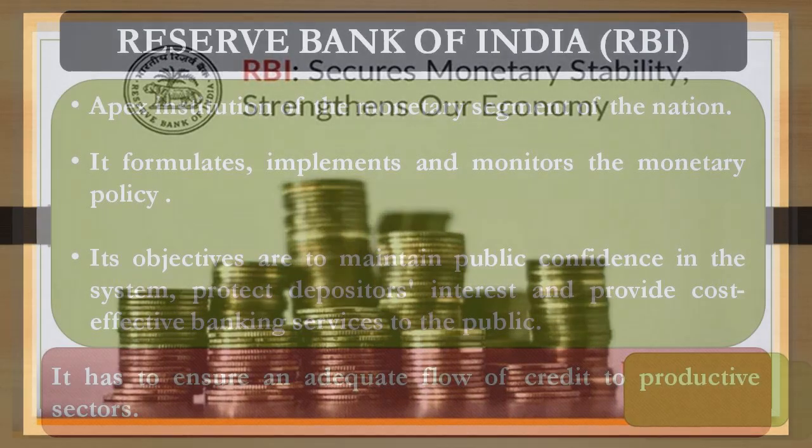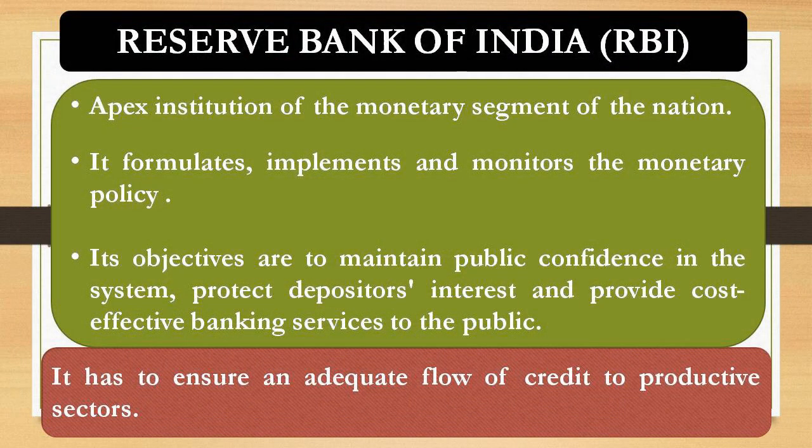Now what about the Reserve Bank of India? No doubt, RBI is the apex institution of the monetary segment of India. That is, RBI formulates, implements and monitors the monetary policy of the country. Its objectives are to maintain public confidence in the system, protect depositors' interest and provide cost-effective banking services to the public. The main goal of RBI is to regulate the banking mechanism, issue the currency, regulate and control economic fluctuations like inflation and deflation, and maintain public confidence in the banks. These are the main aims or objectives of RBI in India. We can simply say RBI has to ensure an adequate flow of credit to productive sectors.